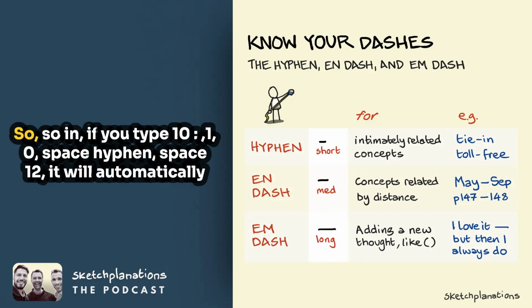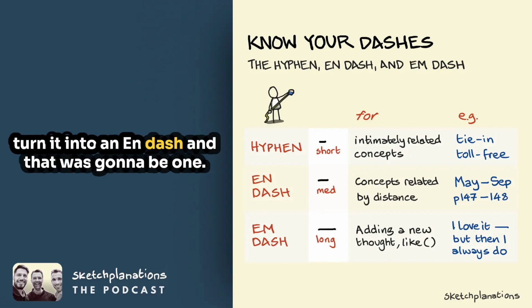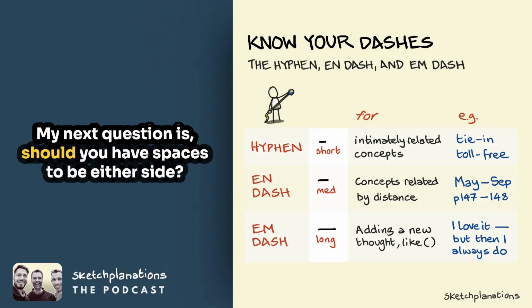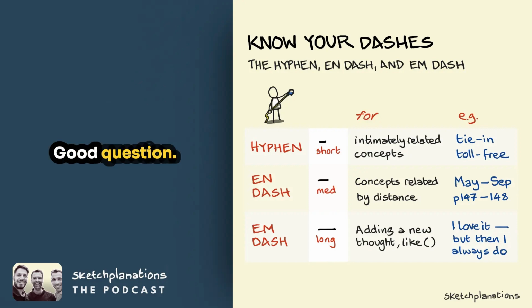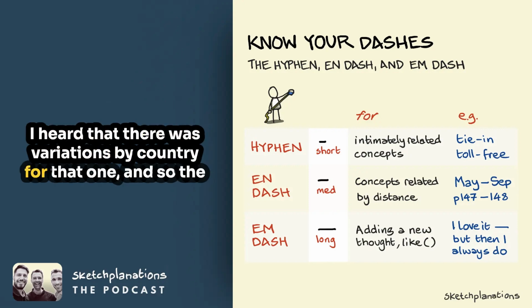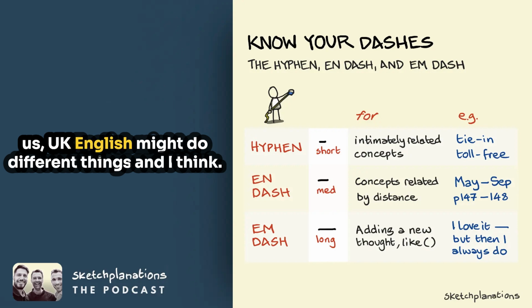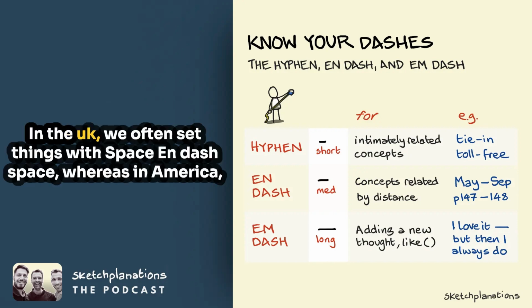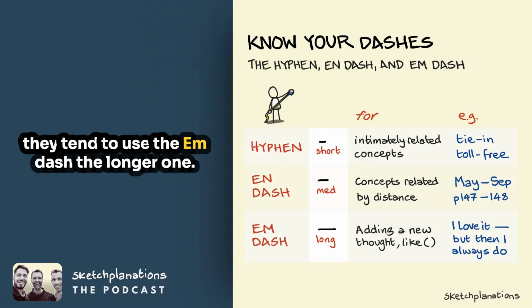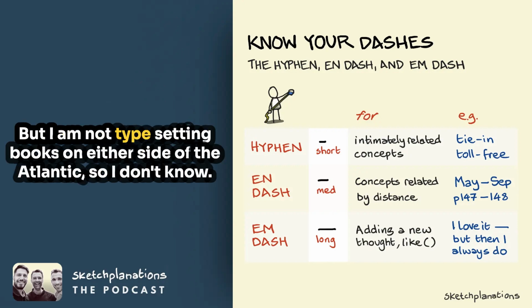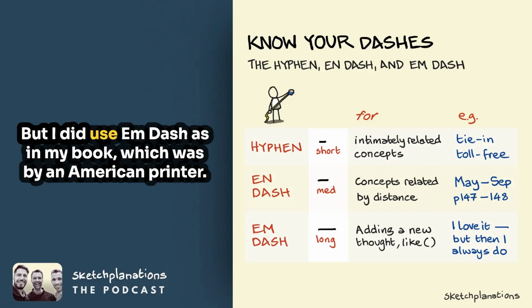Okay. So in Word, if you type 10 space hyphen space 12, it will automatically turn it into an N dash. Should you have spaces to either side? Good question. I heard that there were variations by country for that one. In the UK, we often set things with space, N dash, space, whereas in America, they tend to use the M dash, the longer one. But I'm not typesetting books on either side of the Atlantic, so I don't know. But I did use M dashes in my book, which was by an American printer.